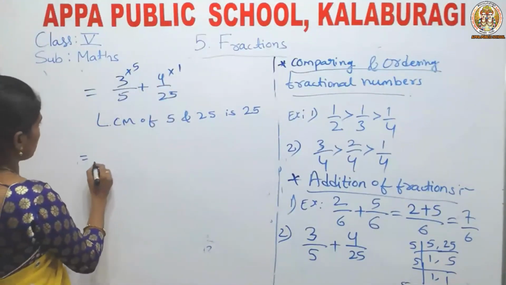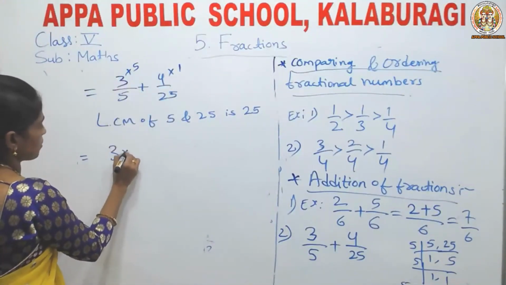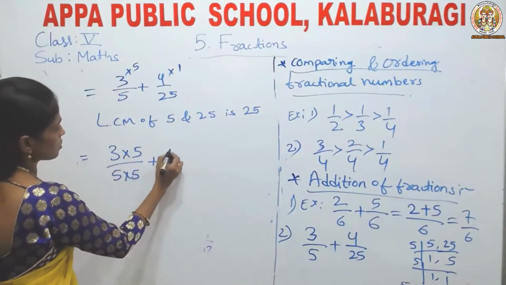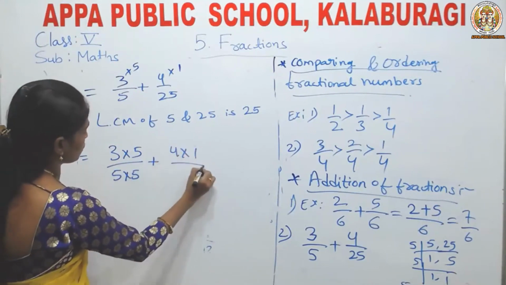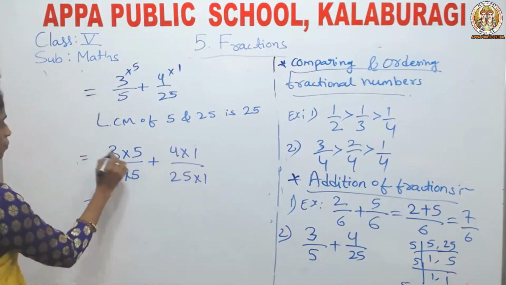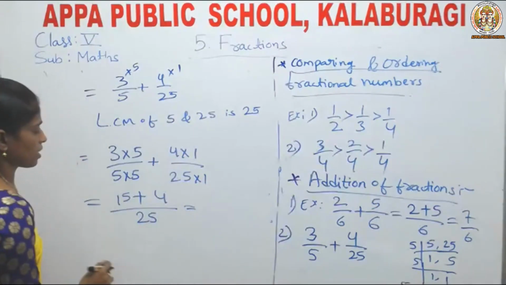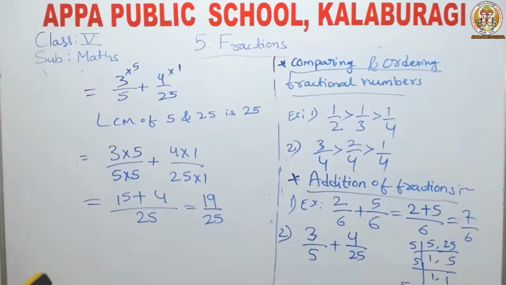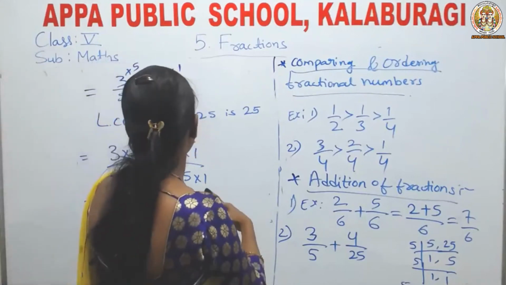Okay, and multiply these numbers. 3 into 5, 5 into 5 plus 4 into 1, divided by 25 into 1. Next, 5 threes are 15. 15 plus 4. Okay.